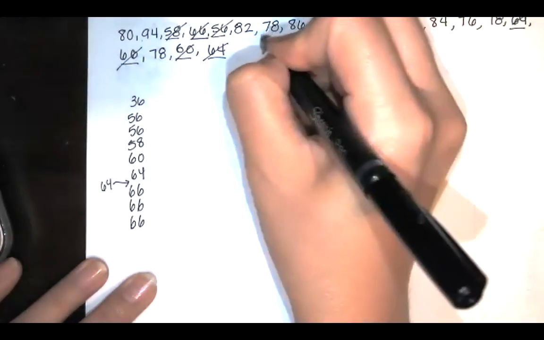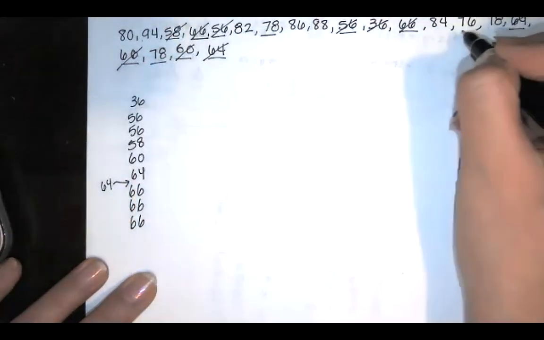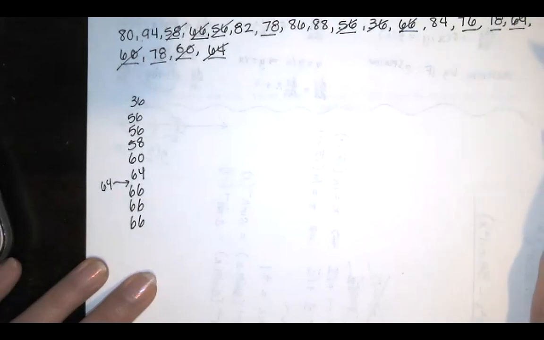Now I want to look at the ones in the 70s. There's a 78, and a 76, and a 78. I think that's all of them. So 76 is the smallest. And then we've got three 78s.